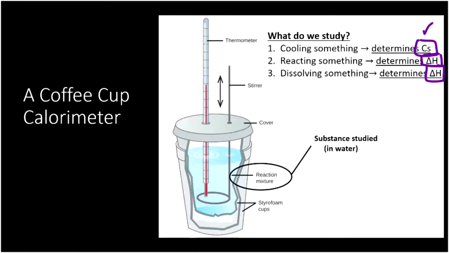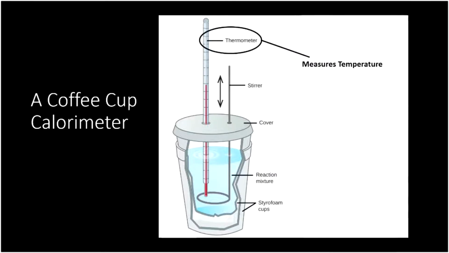Okay, now let's go through the rest of the parts of this calorimeter. Next up, we've got the thermometer. And we've already mentioned several times that we'd like to measure the temperature, because how much the temperature of the water changes tells us about how much heat the process in our reaction mixture gives off or absorbs.